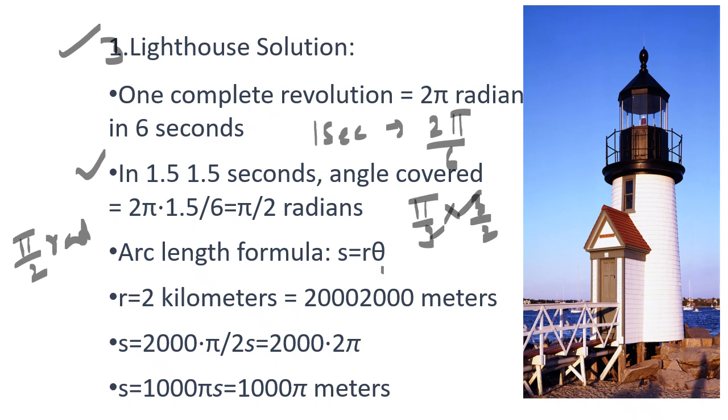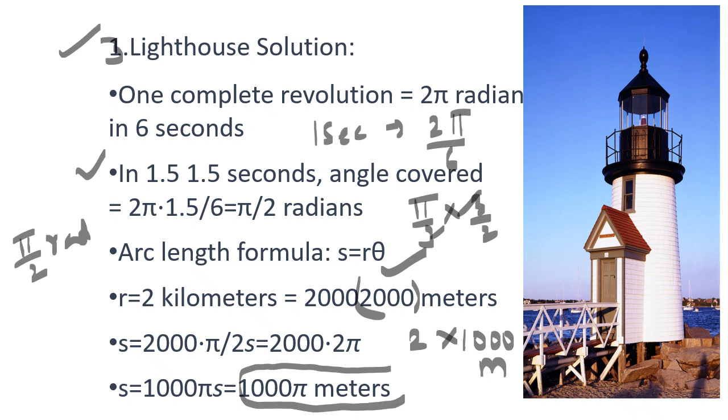Again, arc length is r into theta. R is given as 2 kilometers, so I am converting it to meters: 2 into 1000, that is 2000 meters. Therefore, 2000 into pi by 2, where the 2s cancel, gives 1000 pi meters. So this is the length of the arc swept by the beam of light.